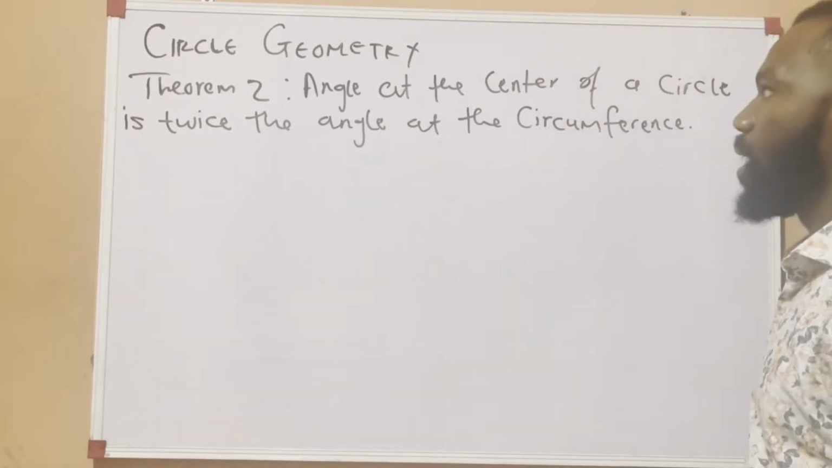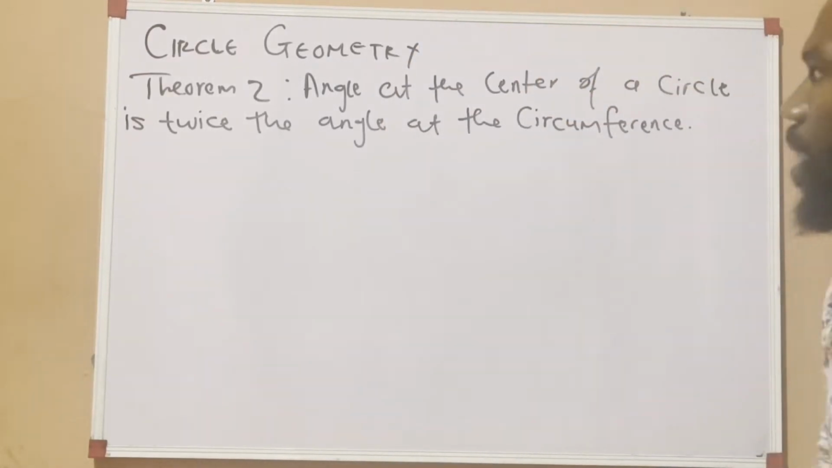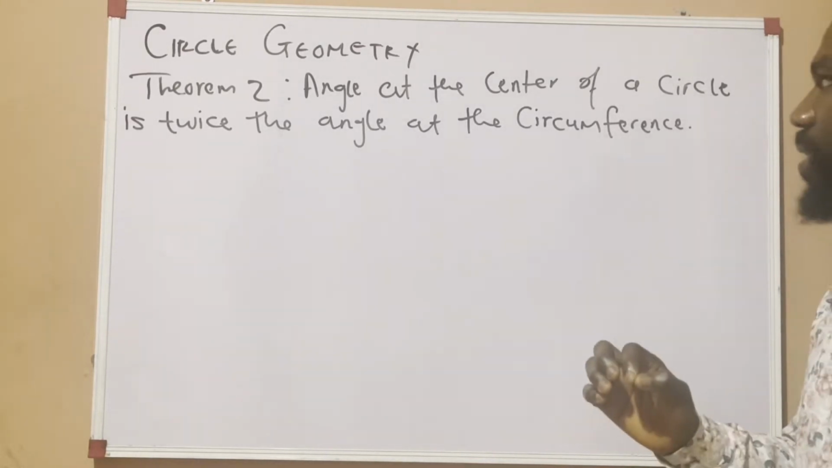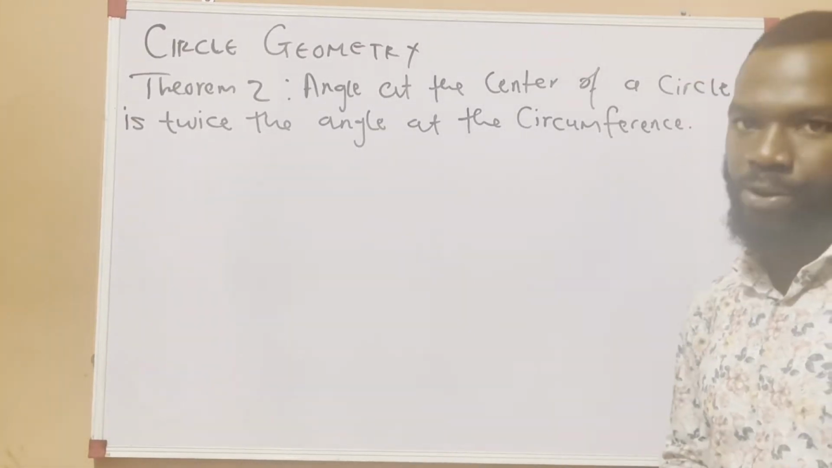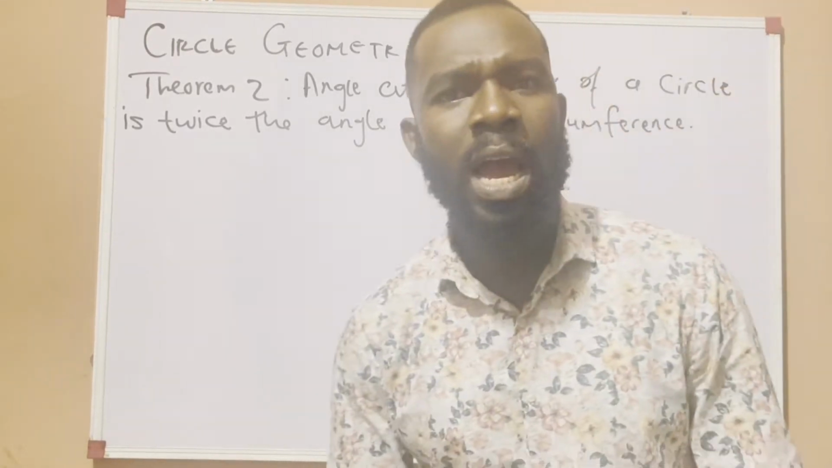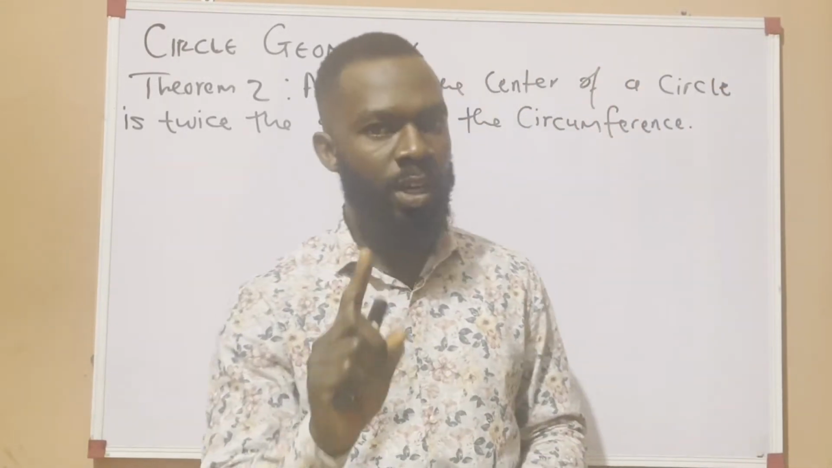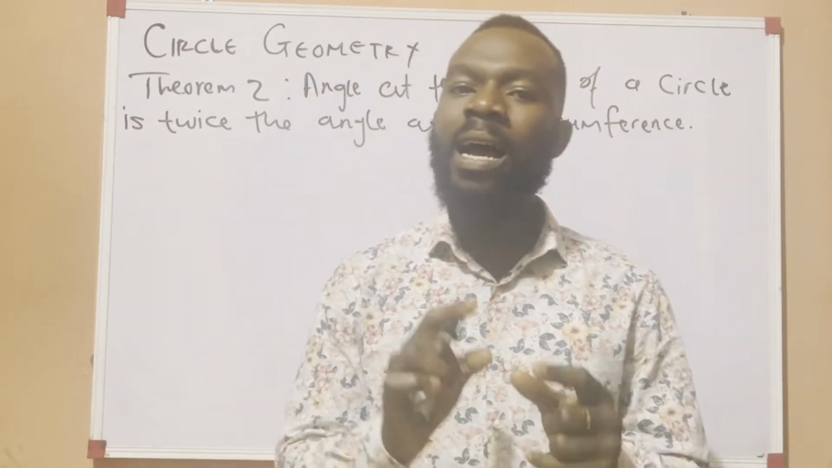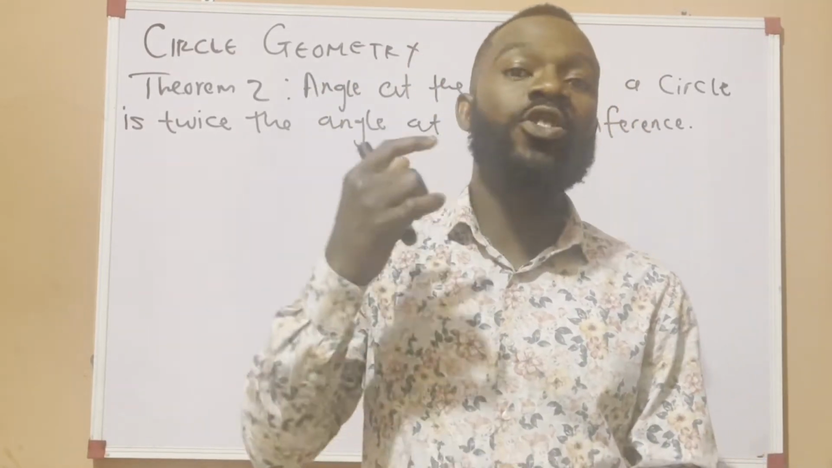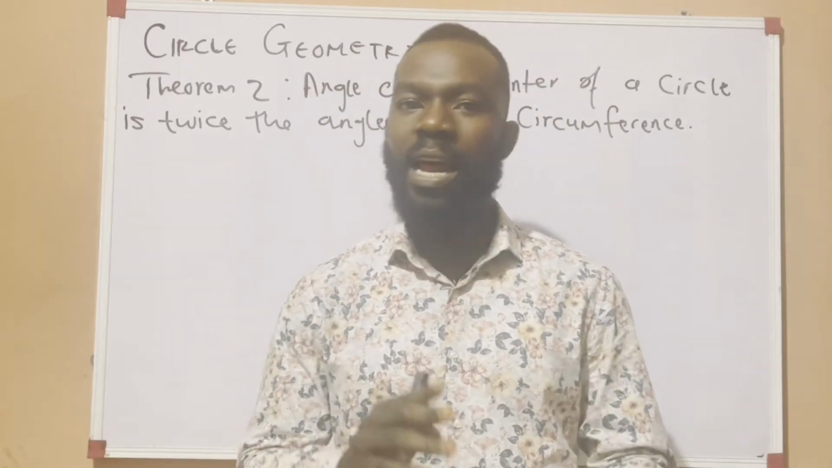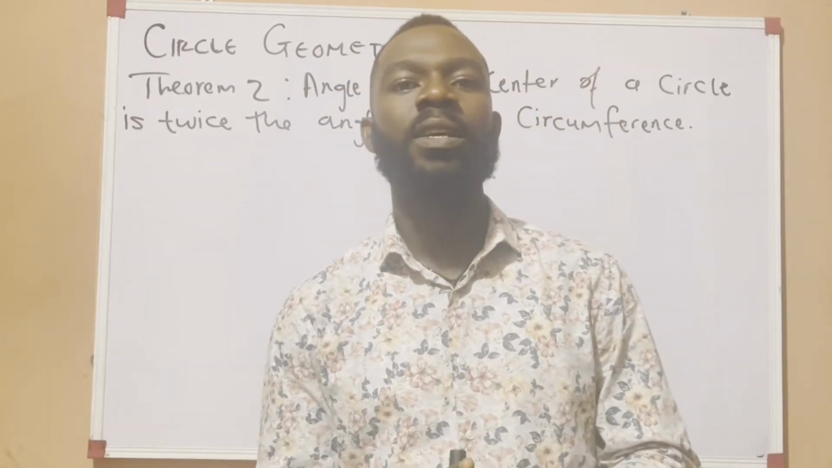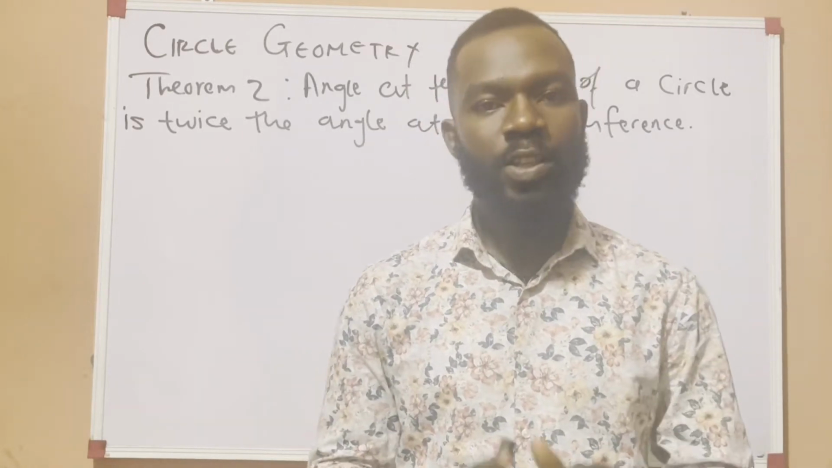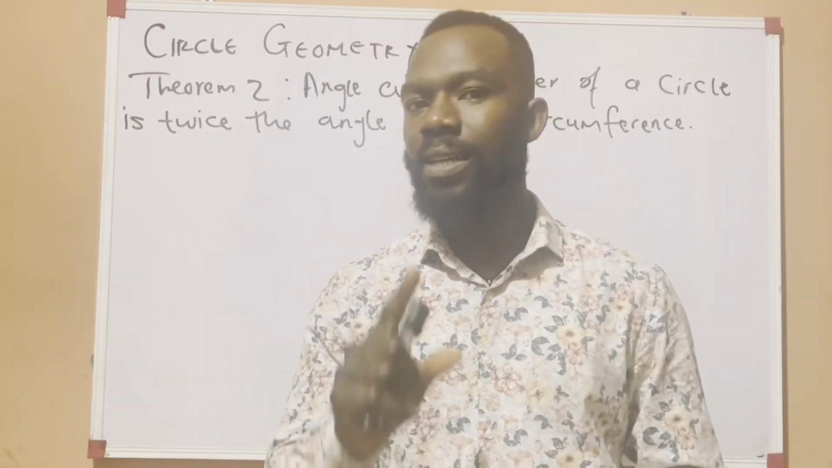The theorem for today, which is theorem 2, says the angle at the center of a circle is twice the angle at the circumference. Now, what we are going to be learning in this video is, one, I will be teaching how to show that the angle at the center is actually twice the angle at the circumference. And after this, we shall be solving an example before we come to the end of the class. So sit back, relax, and listen.